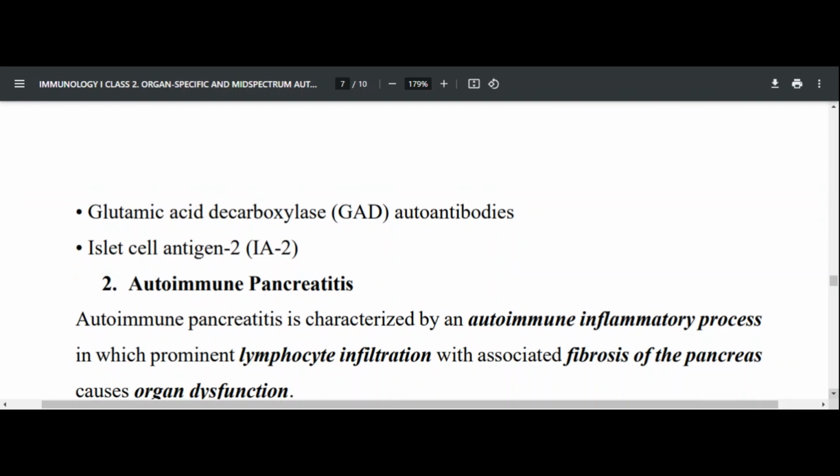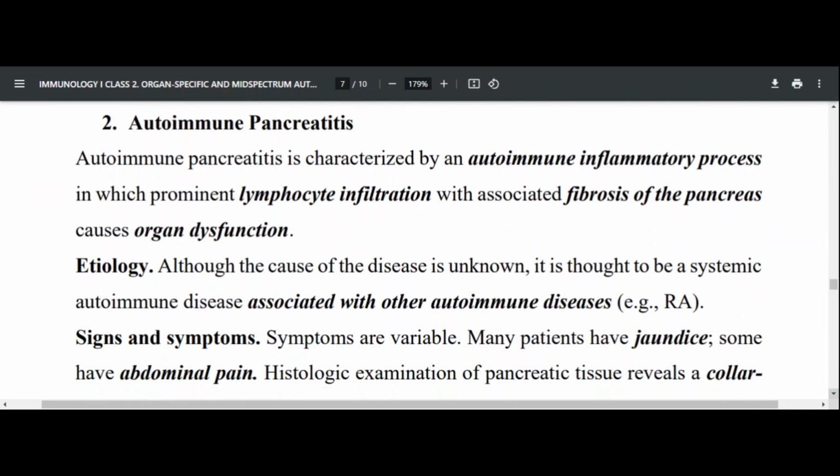So autoimmune pancreatitis is of course different. It is very different because both of them can affect the pancreas, but autoimmune pancreatitis will not lead to diabetes mellitus. This is going to lead to other conditions, for example, lack of lipase responsible for digestion, and the patient experiences maldigestion. Autoimmune pancreatitis is characterized by an autoimmune inflammatory process in which prominent lymphocyte infiltration with associated fibrosis of the pancreas can cause organ dysfunction.